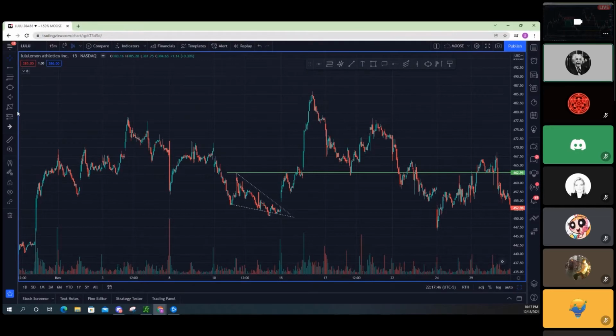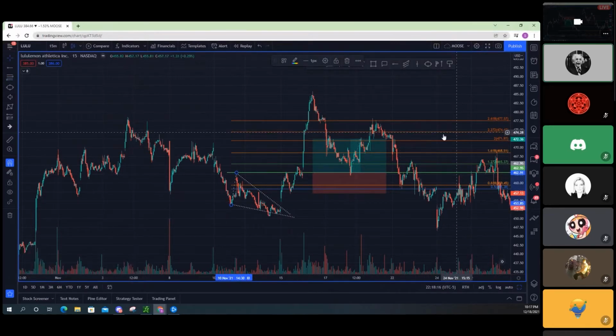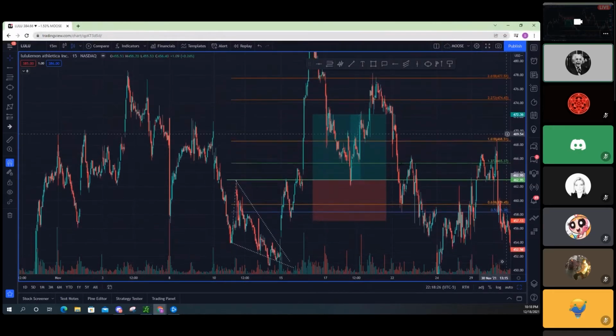So if I was to play this on the long side, if this was my entry and this is my stop loss, how do we find the target? Fibs. Which points? For me, it would be these. Let me just remove this 200 so I don't get confused. Okay, well, these would be my targets. So if I was playing this, you could go from this side to here.